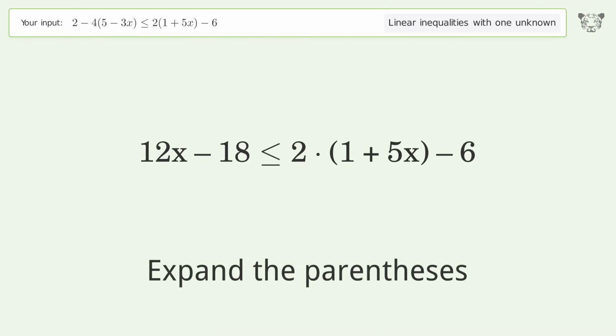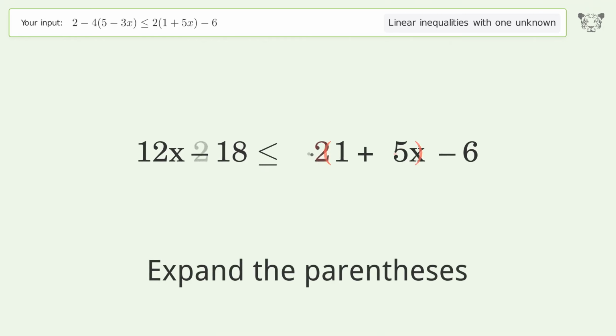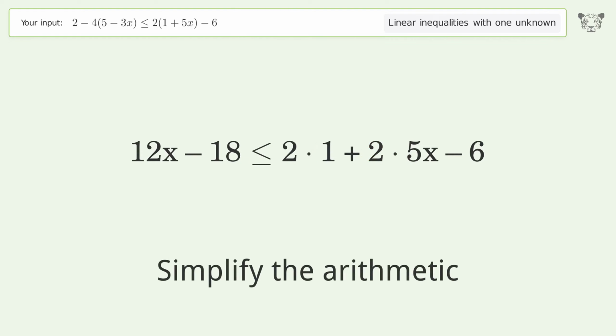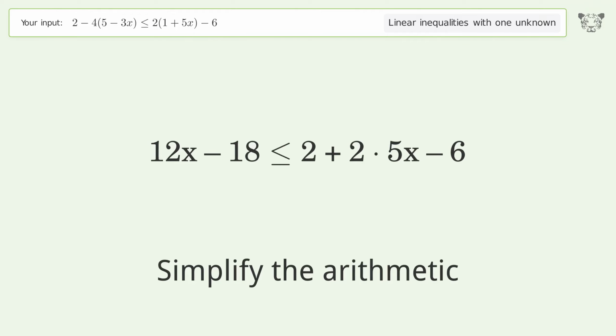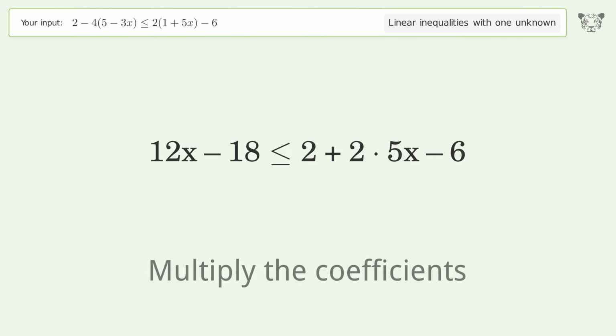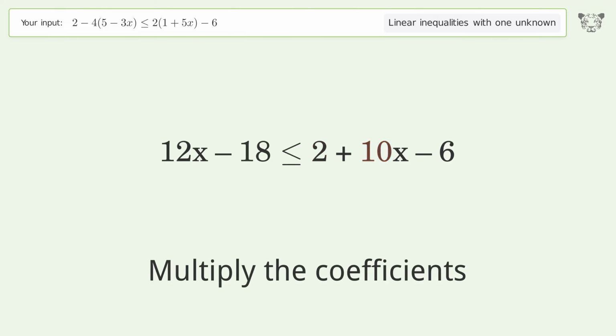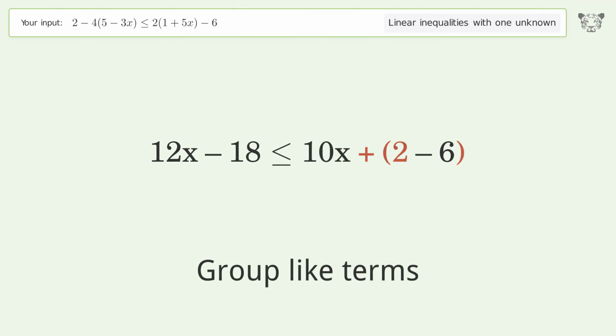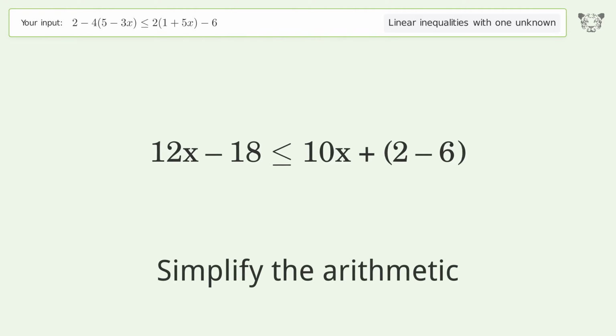Expand the parentheses. Simplify the arithmetic. Multiply the coefficients. Group like terms. Simplify the arithmetic.